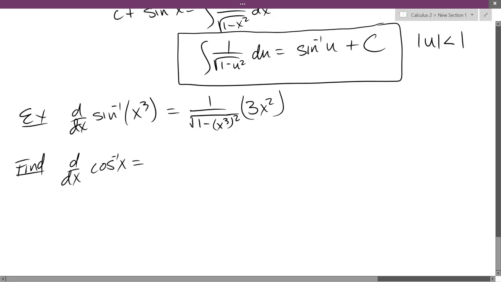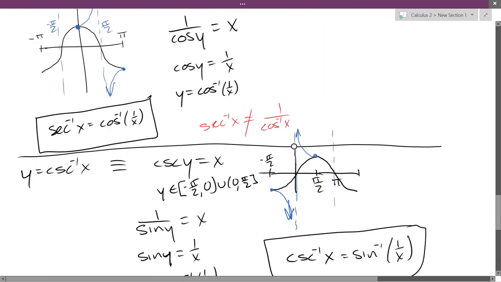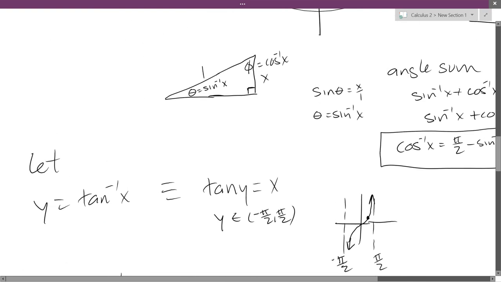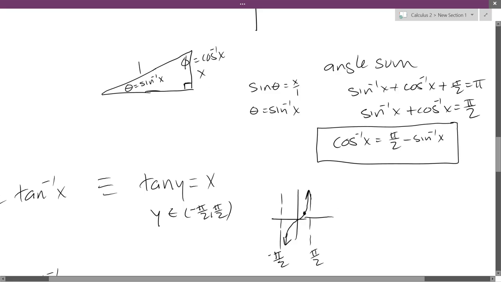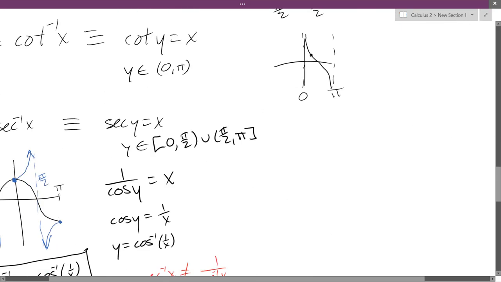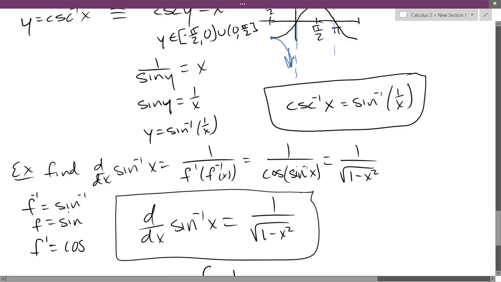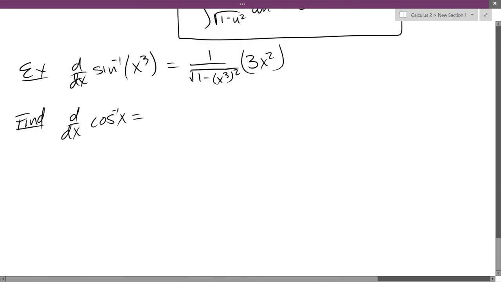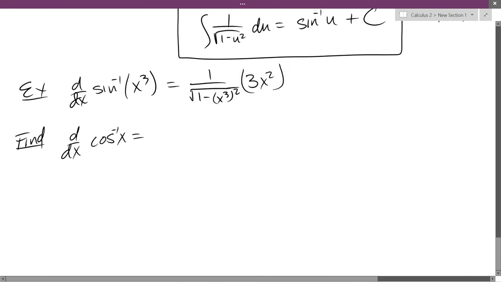So we spent all that time somewhere up here. Hopefully it's inside of a box and I can point to it super fast. There we go. Cos inverse x equals pi over 2 minus sine inverse x. It came from the angle sum, so it must be true. I'm going to use that. You can always do algebra before or after or during. Well, you don't really want to do it during calculus unless you're a calculus expert. But you can always do algebra first. So I'm going to do that algebra substitution right now.